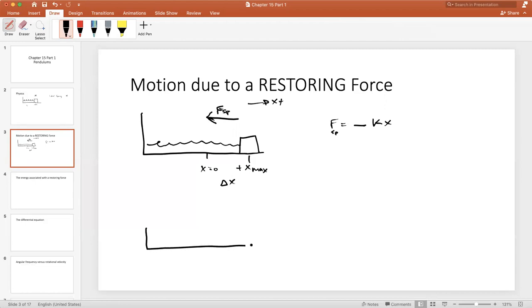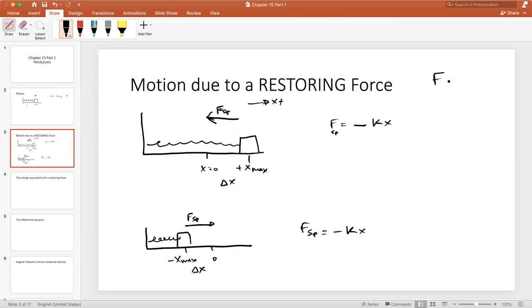Second, imagine you compress it. You push this spring in so that now it's at some delta x, but this is negative x max. So it's some maximum x. The force due to the spring is going to try to push it back towards equilibrium. And so the force due to the spring is going to be minus kx, because x max is negative. So this is going to be minus kx.